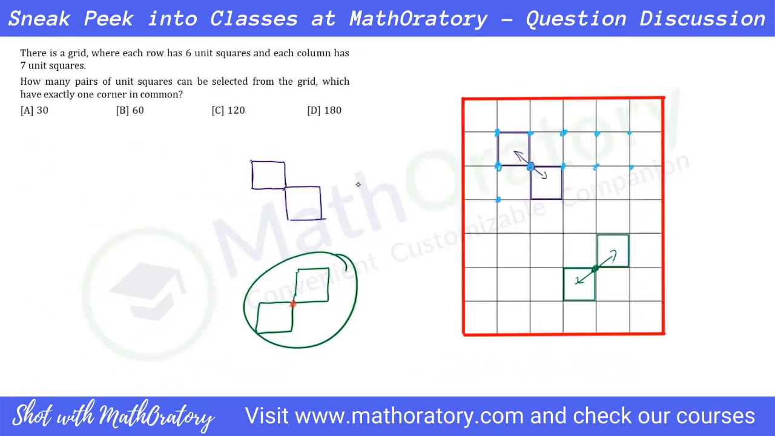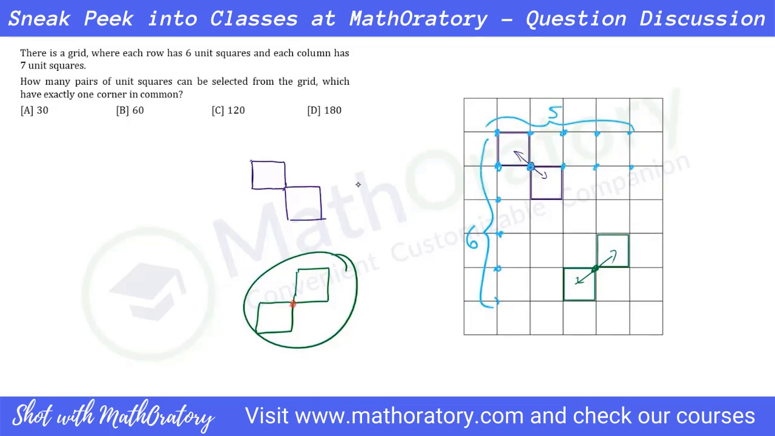Because there are 6 squares in a row, these intersections are in between 2 of these squares, right? So in a row, you will have 5 intersections. And similarly, in a column, you will have 6 of these intersection points, right? Because there are 7 squares in each column, right? So in the entire figure, you will have 5 into 6, that is 30 of these intersection points.